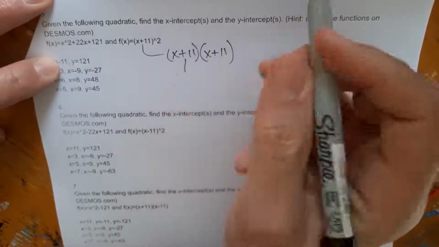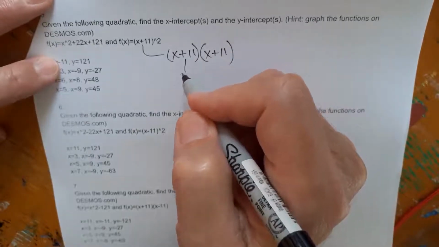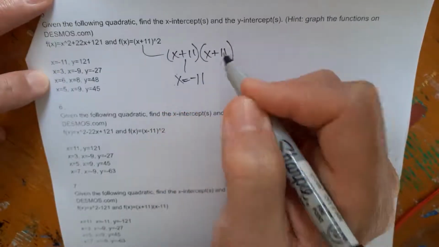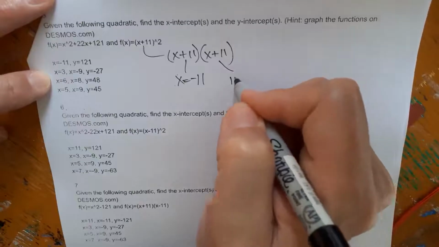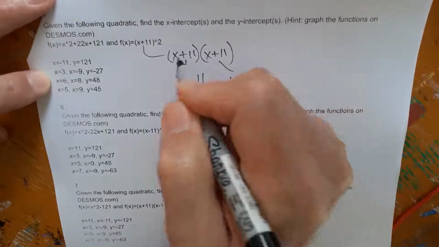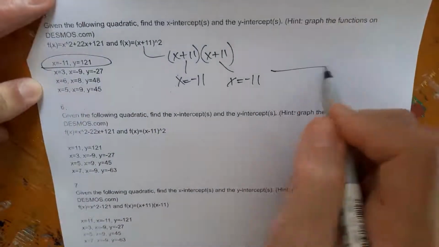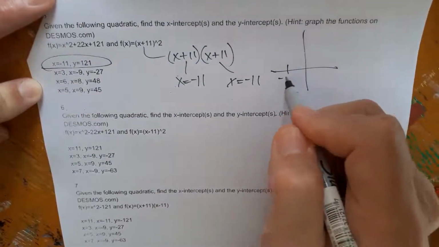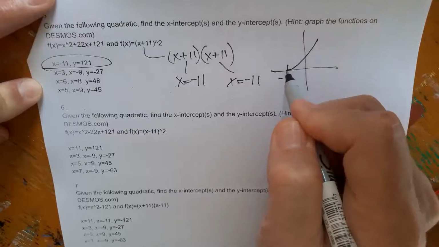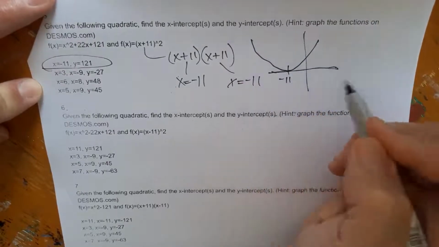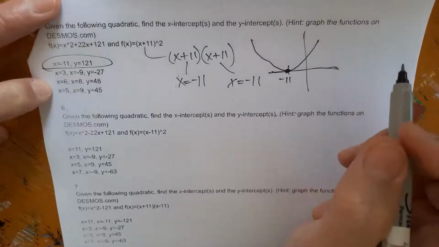Well, if I solve any one of these, put it equal to 0, and solve, I get x equals minus 11. But if I did it for this one too, I'd also get x equals minus 11. So they both solve for the same thing. There's only one. What's happening is the parabola at minus 11 is touching, the vertex is right on the x-axis. Therefore, you only have one root.